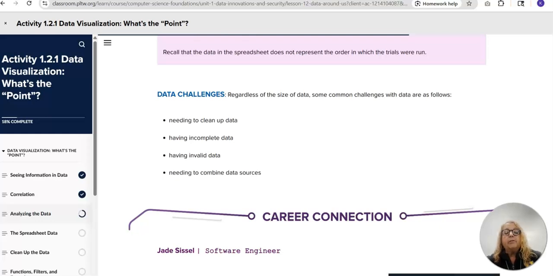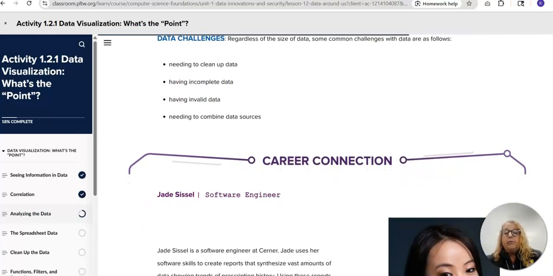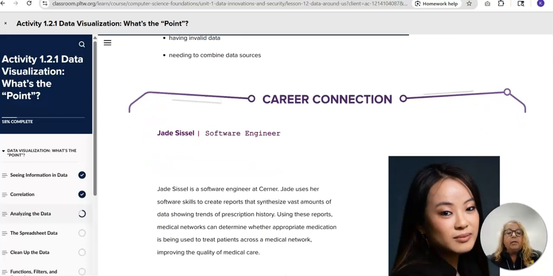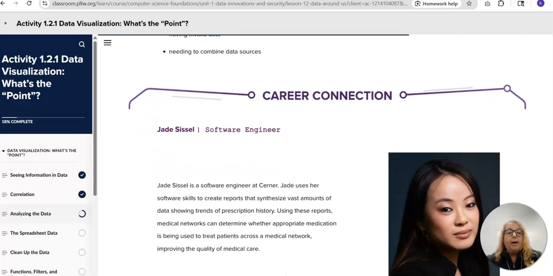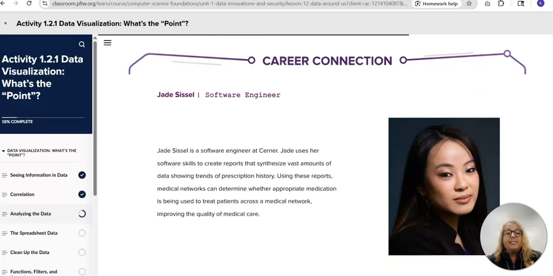So, here's some data challenges. Regardless of the size of data, some common challenges with data are as follows: needing to clean up data, having incomplete data, having invalid data, and needing to combine data sources. All of those are real data challenges. You can read through this career connection. It's a really nice little thing about our software engineer, Jade Sissel.